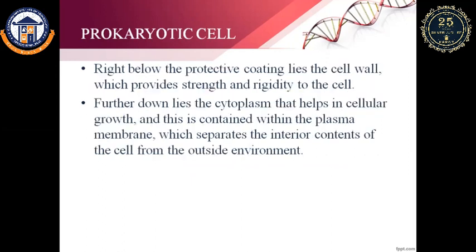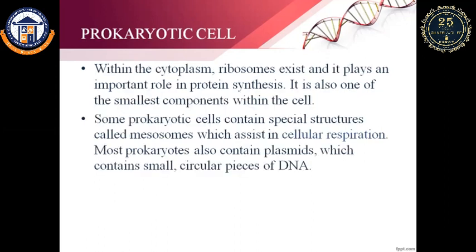Right below the protective coating lies the cell wall, which provides strength and rigidity to the cell. Further down is the cytoplasm, which helps cellular growth and contains the plasma membrane. The plasma membrane separates the interior contents of the cell from the exterior environment. Within the cytoplasm, ribosomes play an important role in protein synthesis. They are also one of the smallest components of the cell.